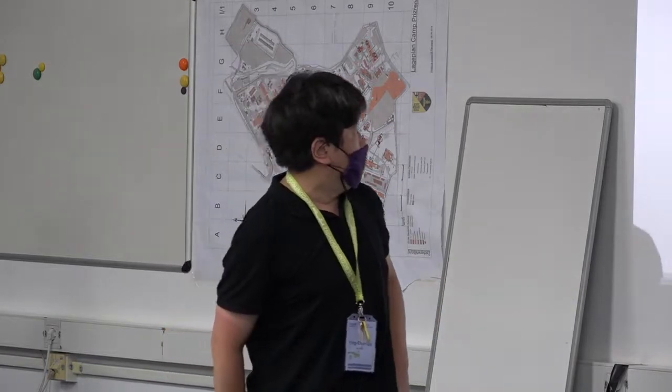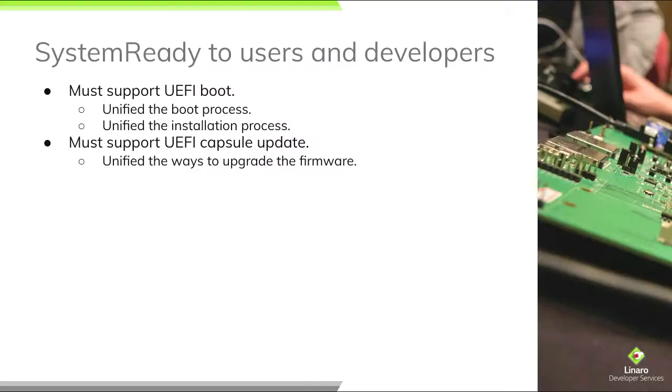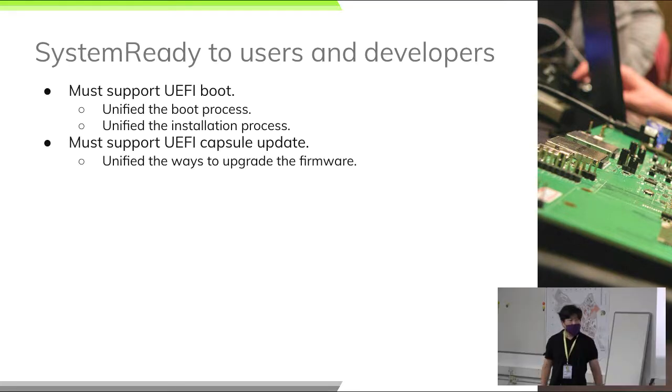So boards with a SystemReady certificate are actually required to implement this. The first is UEFI boot. That means it's similar to x86, so they unify the boot process. With UEFI, you can put in GRUB, because GRUB can be compiled as a UEFI application. And also, the installation process is unified. You can use UEFI to set the boot order, like USB is my first boot device and eMMC is the second, so you can use the USB device for installation.